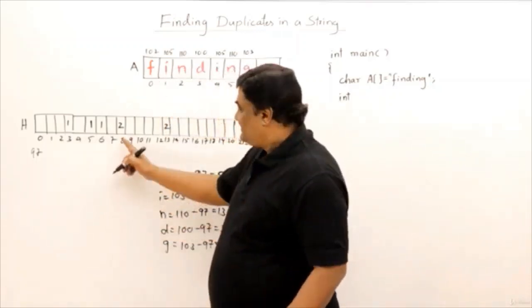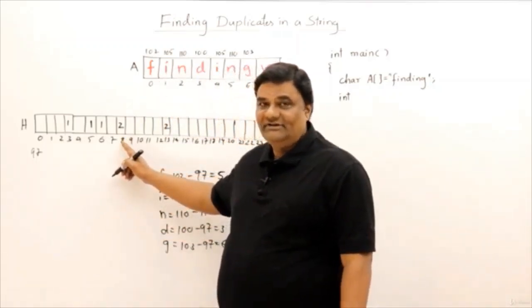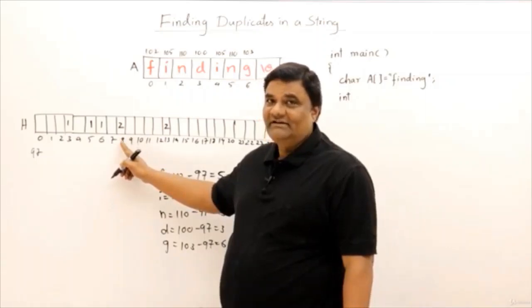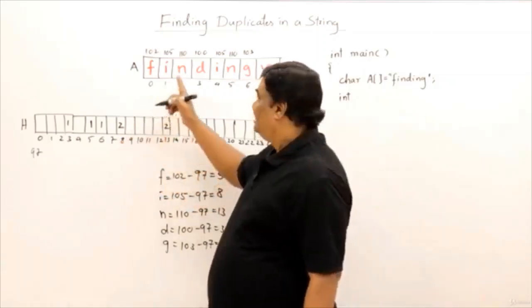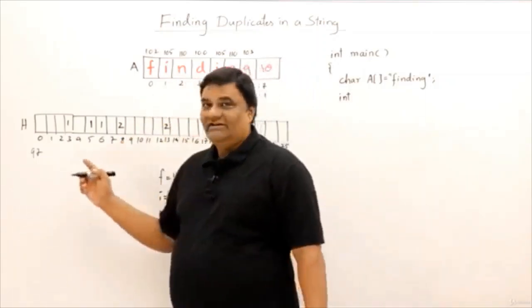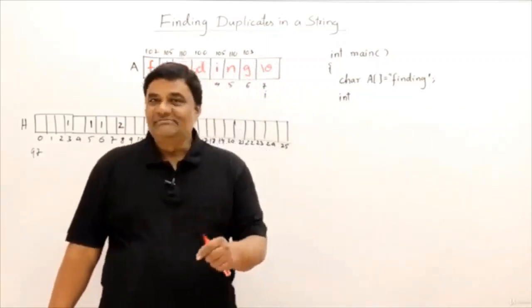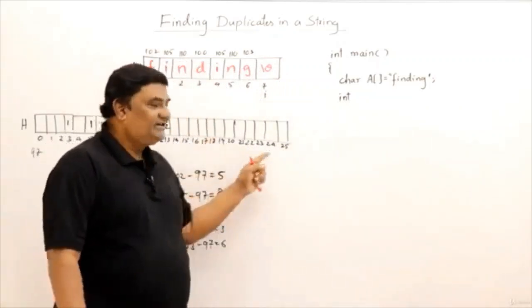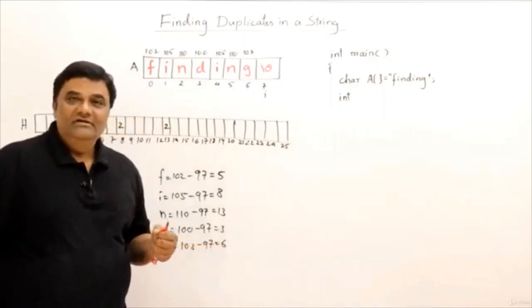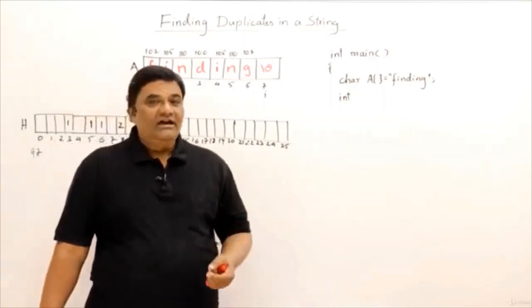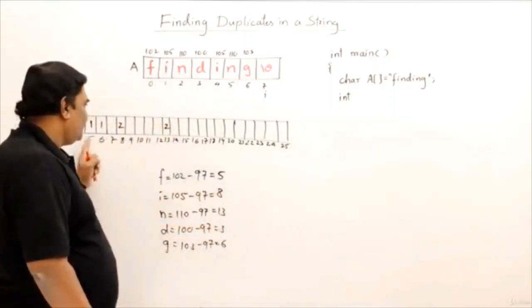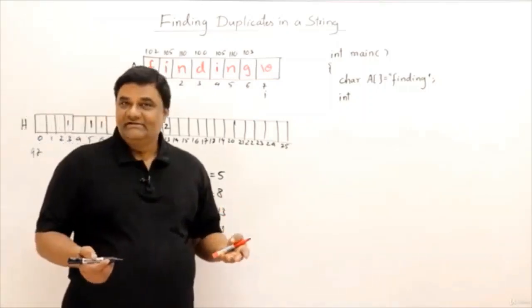If you want to know what this one is, add 97 to this. 97 plus 8, so this is 105, and 105 is I. That's how we can get back the alphabets, by adding 97 to the indices in the hash table. Right? So this is how you can count. And if any number is more than 1 time, then there are duplicates.